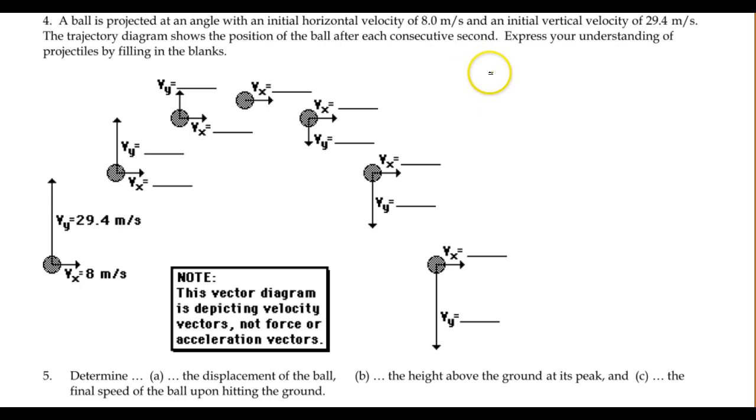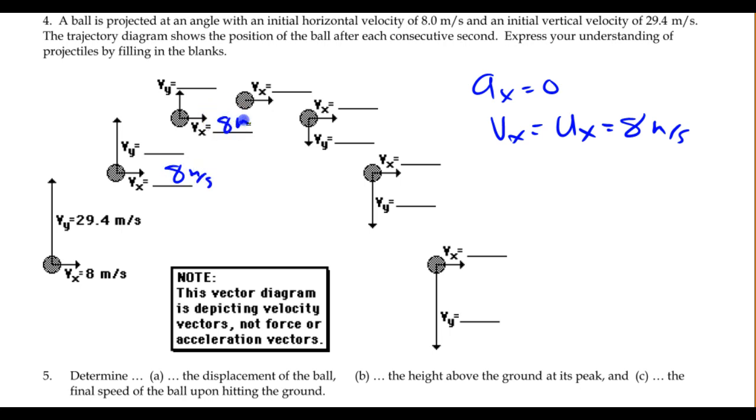Again, the acceleration in the x direction is 0. Therefore, Vx, the velocity in the x direction at any point in time, will be equal to the initial velocity, which in this case is 8 meters per second. So at every spot, the velocity in the x direction, be careful they switch locations here, is 8 meters per second. So in the horizontal, the velocity is constant, no change to the velocity's value or direction.